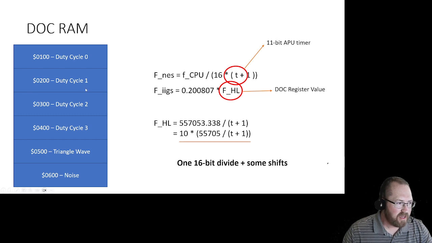In order to handle that, we just have a separate waveform for each of those duty cycles. When that APU register changes, then we update the DOC register value to point to the appropriate page of DOC RAM to play that cycle. Triangle wave and noise wave, they're constant. They live in their own banks. And keeping every waveform to 256 bytes means that pretty much everything has the same fundamental frequency, so it just makes the math easier.